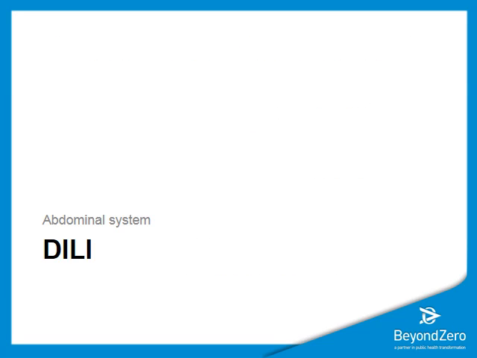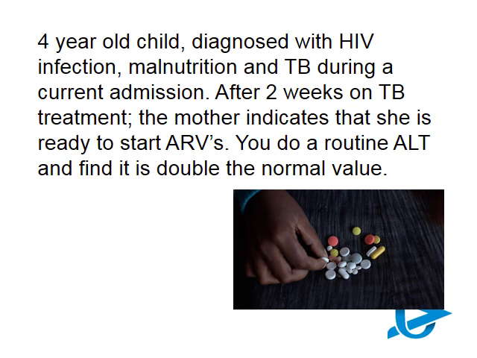So let's move on a little bit and look at DILI, drug-induced liver injury. So let's look at a 4-year-old child diagnosed with HIV infection, malnutrition, and TB during a current admission. Started on TB treatment, and after 2 weeks on TB treatment, the mom's happy for you to start the ARVs. And in this case, we do a routine ALT.